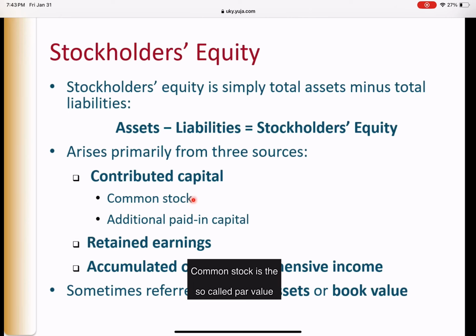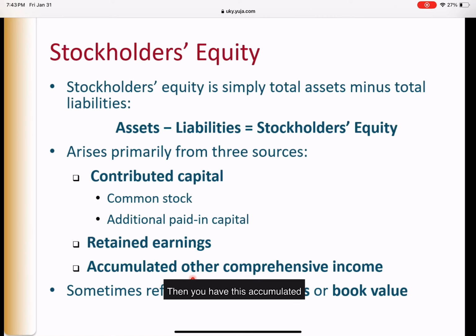Common stock is the so-called par value that provides some protection to creditors, but sometimes it's ridiculously low. It's a tenth of a penny or even a hundredth of a penny. So it provides little protection, and a lot of companies don't even bother breaking it down between common stock and paid-in capital. But the two of them together is what the shareholders invested into the company. We all know retained earnings is income kept in the business after dividends. And then you have accumulated other comprehensive income, which is gains and losses that have not yet been run through the income statement.